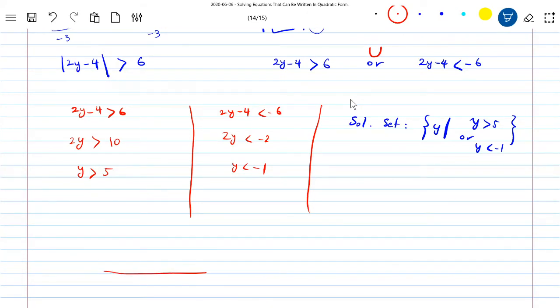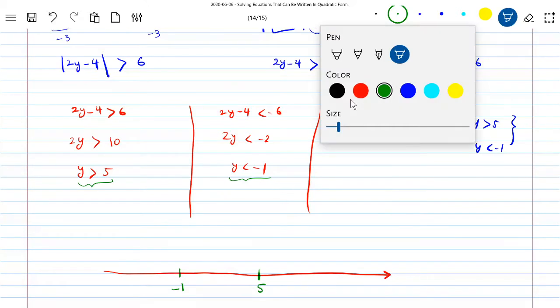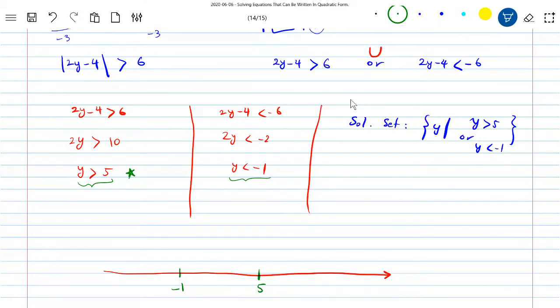Here, draw a number line. Each solution has a specific constant. This one has 5 as an important point. So here is 5. The other one has -1 as the endpoint. So this is -1. On the number line, you put these numbers in order. Okay, let's use green for this solution. y greater than 5. This is 5. Since 5 is not included, use an open circle. Greater than 5, all these solutions.